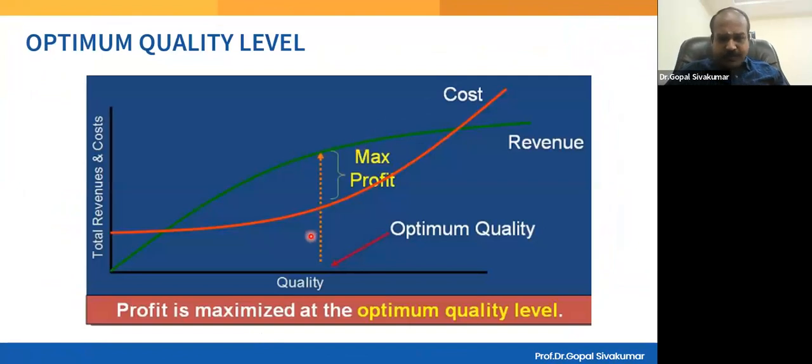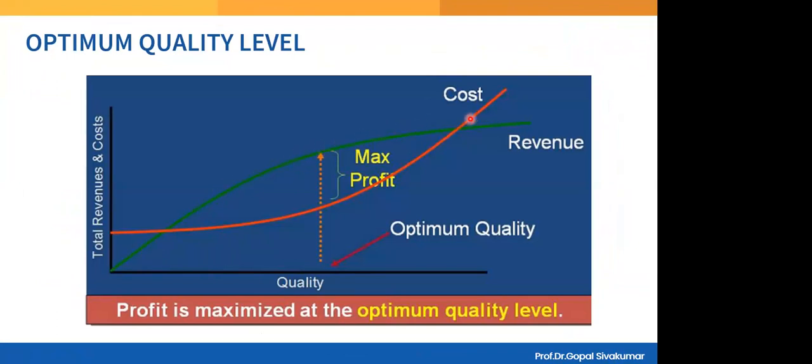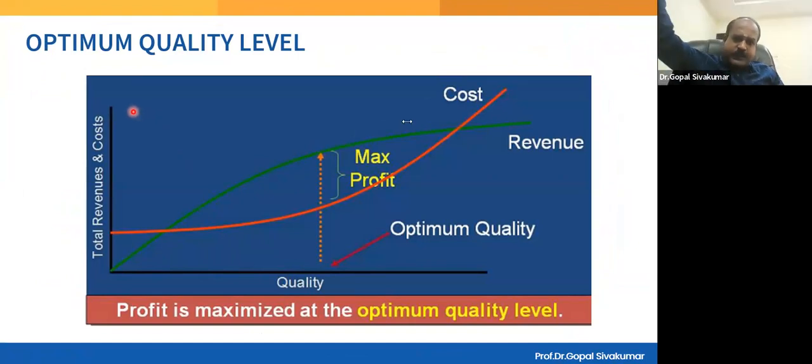Because you need to know the acceptable quality level. What is acceptable quality level? If I keep on improving the quality, what will happen to the sales? Yes. Tell me. Sales will improve. It will keep on improving, isn't it? Yeah. Keep on improving. It doesn't mean that sales will go to infinity.